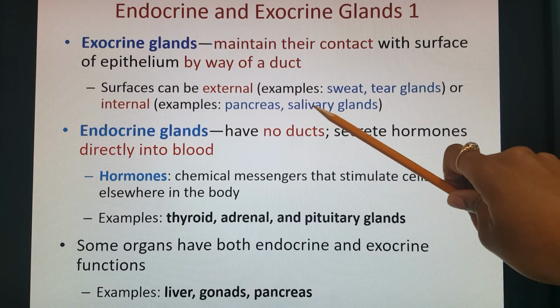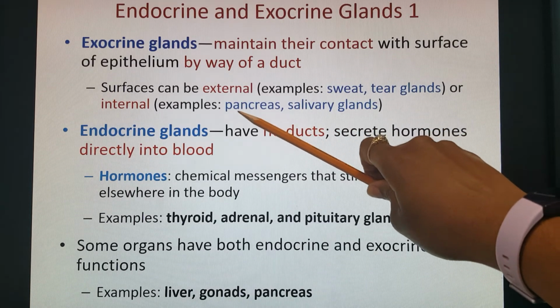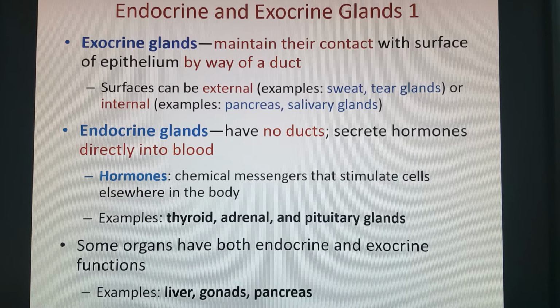So salivary glands making our saliva or spit, so that goes into the mouth. Pancreas creates a bunch of products, but creates a product that can be excreted out of the duct system going into the small intestines, and that helps with digestion. Endocrine glands, so this endo, inside, those types of glands secrete their product into the bloodstream. So normally this product is some type of hormones.